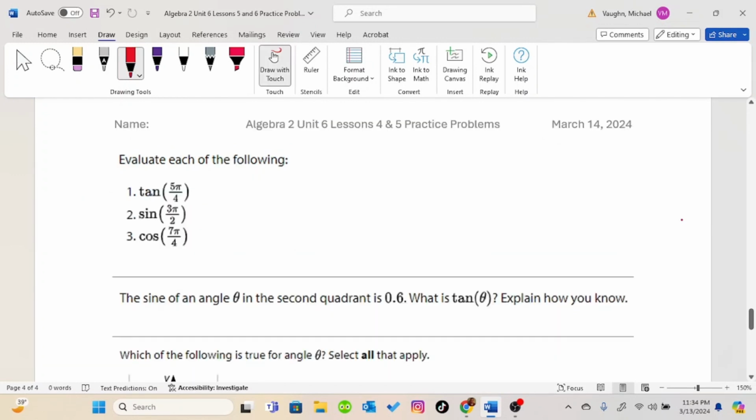On page 4, it says evaluate each of the following. In order to do this, we need to understand a special type of triangle. We call this a 45, 45, 90 triangle.